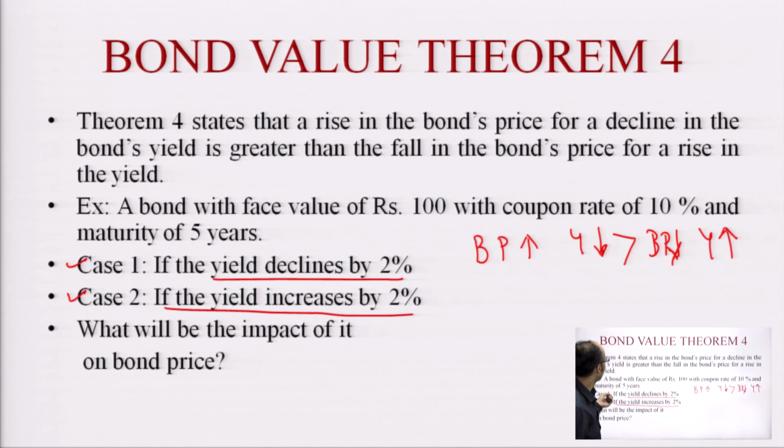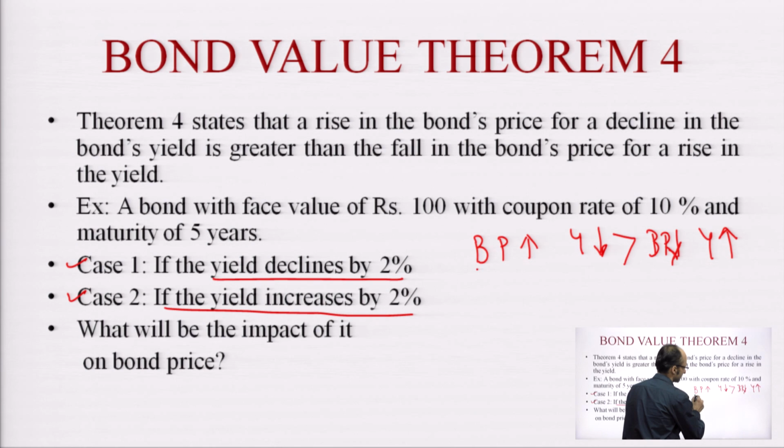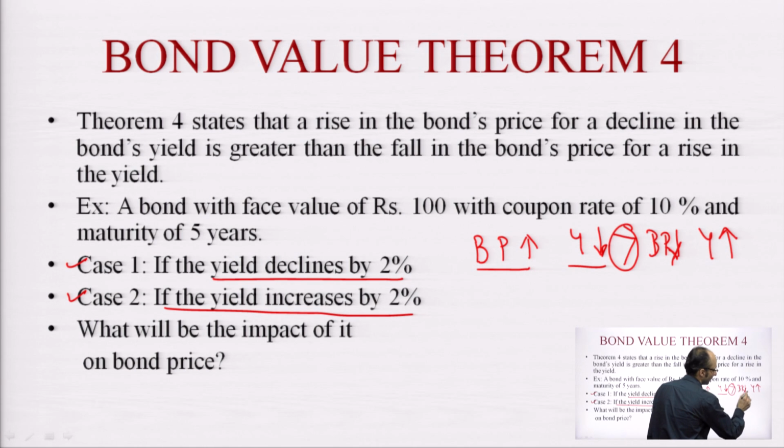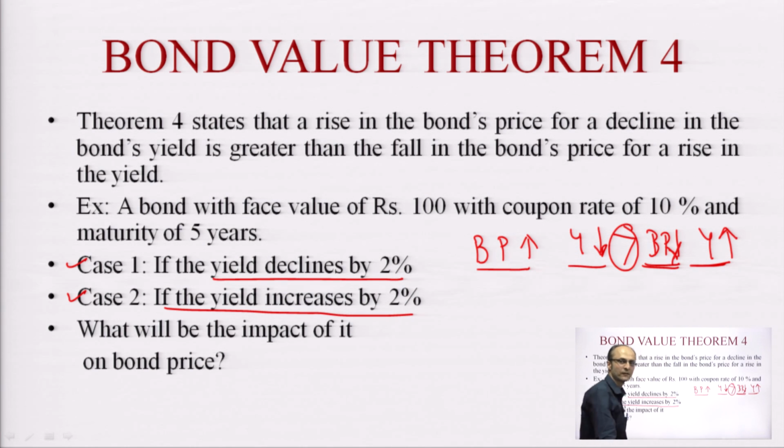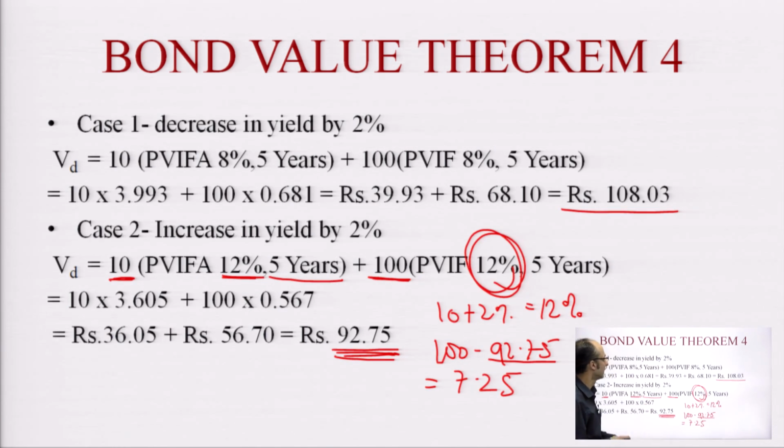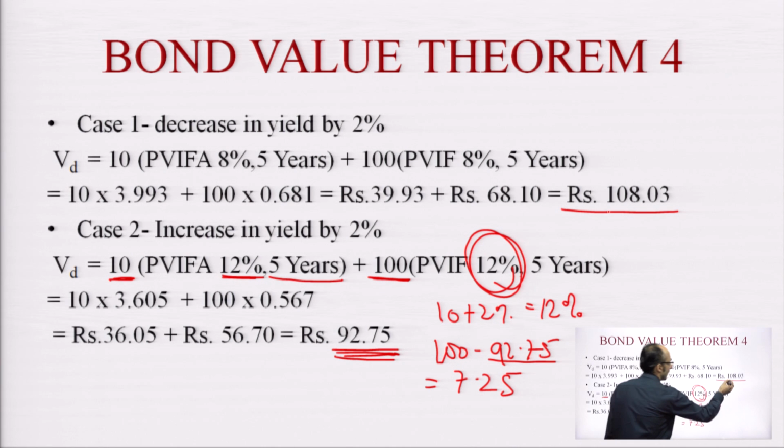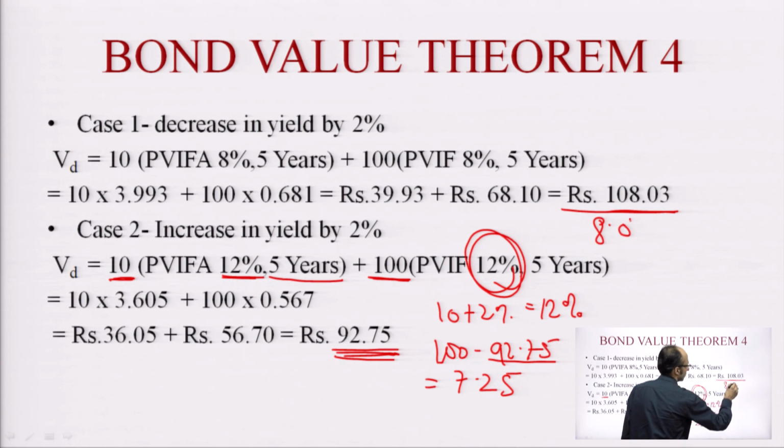Now, what was theorem 4 stating? Theorem 4 states that the relative rise in the price of a bond with a relative decrease in yield will be far greater than the price decline of the bond with a relative increase in yield. For this we have taken two cases in which we decrease and increase the yield of the bond by 2% respectively, and we have seen their impact on the bond prices. We can clearly see that if the yield is decreased by 2%, the bond value increases to 108, which means a difference of 8.03 to the face value.